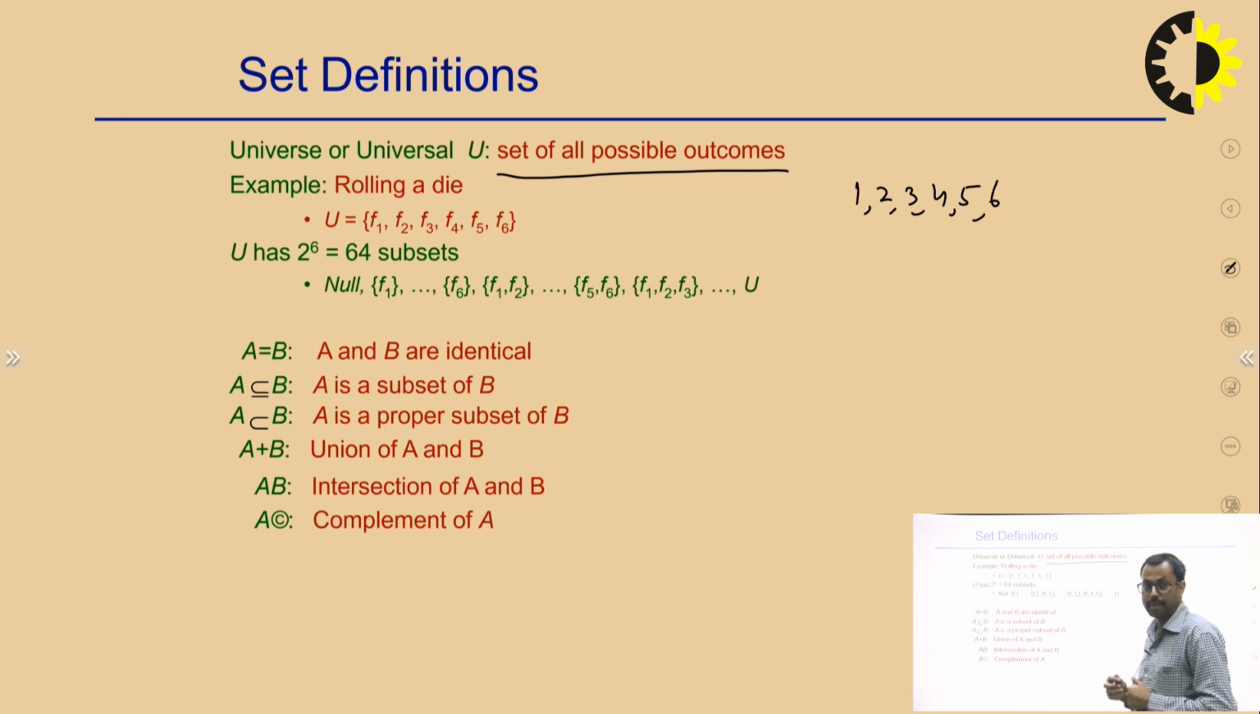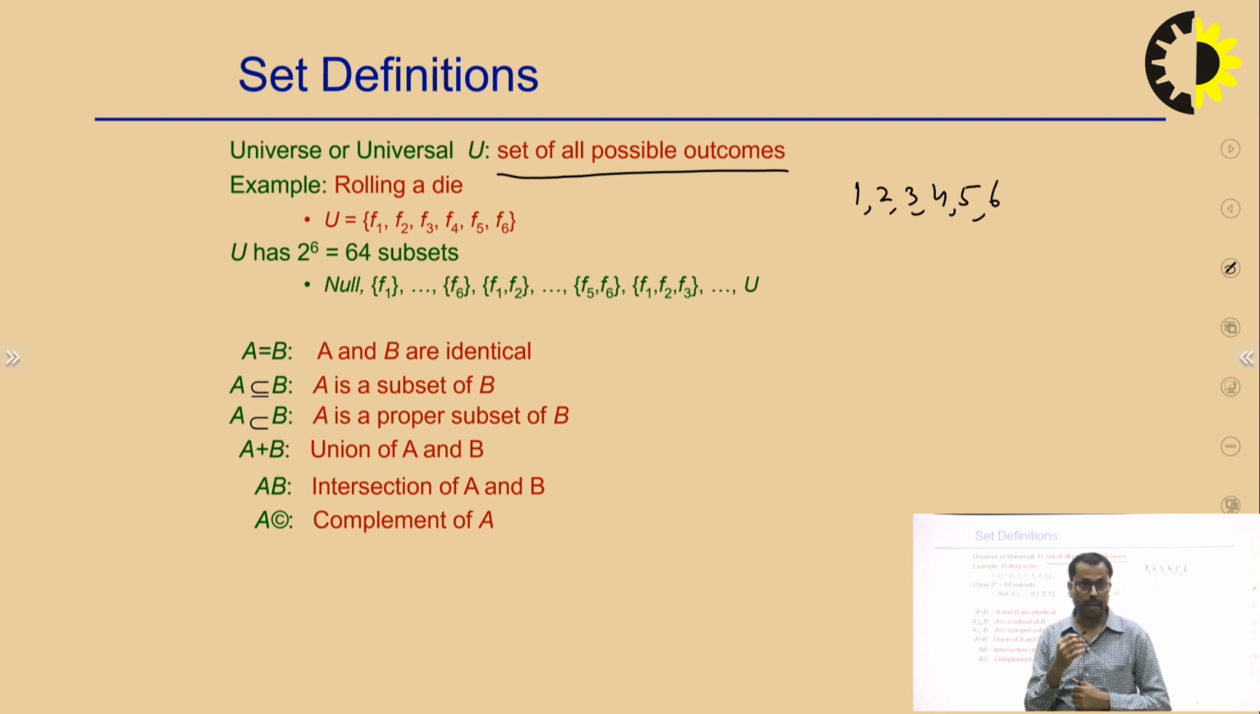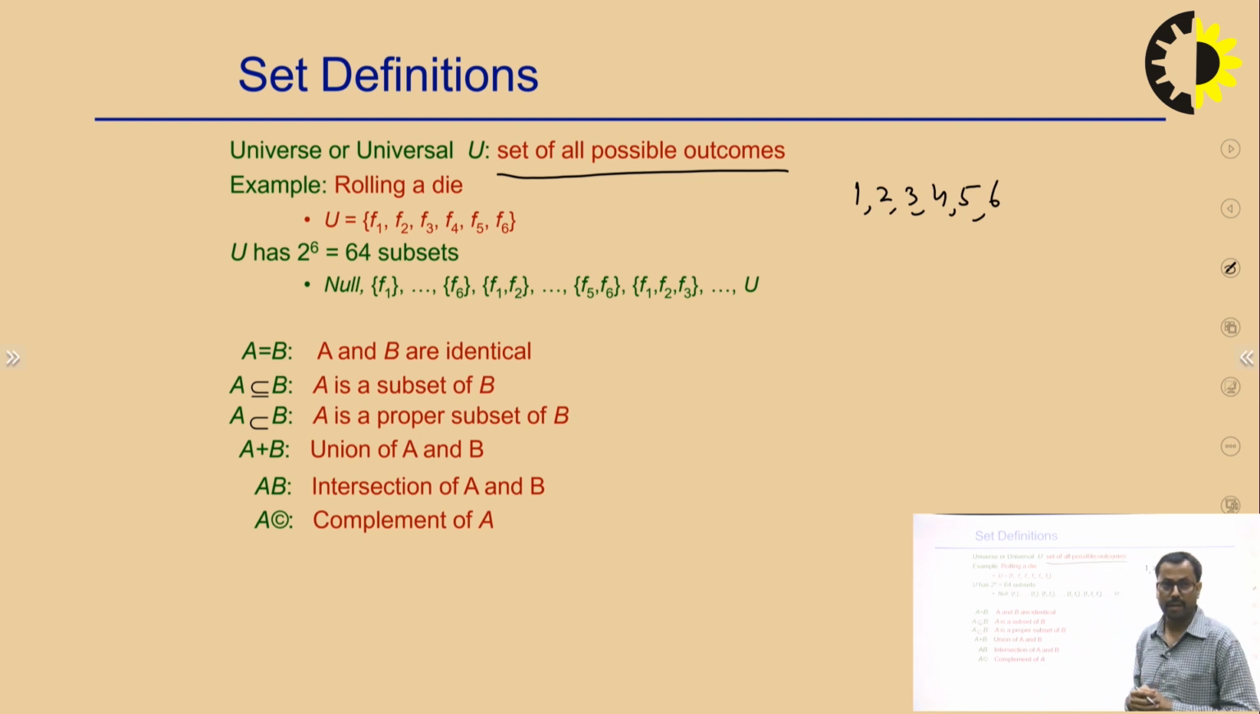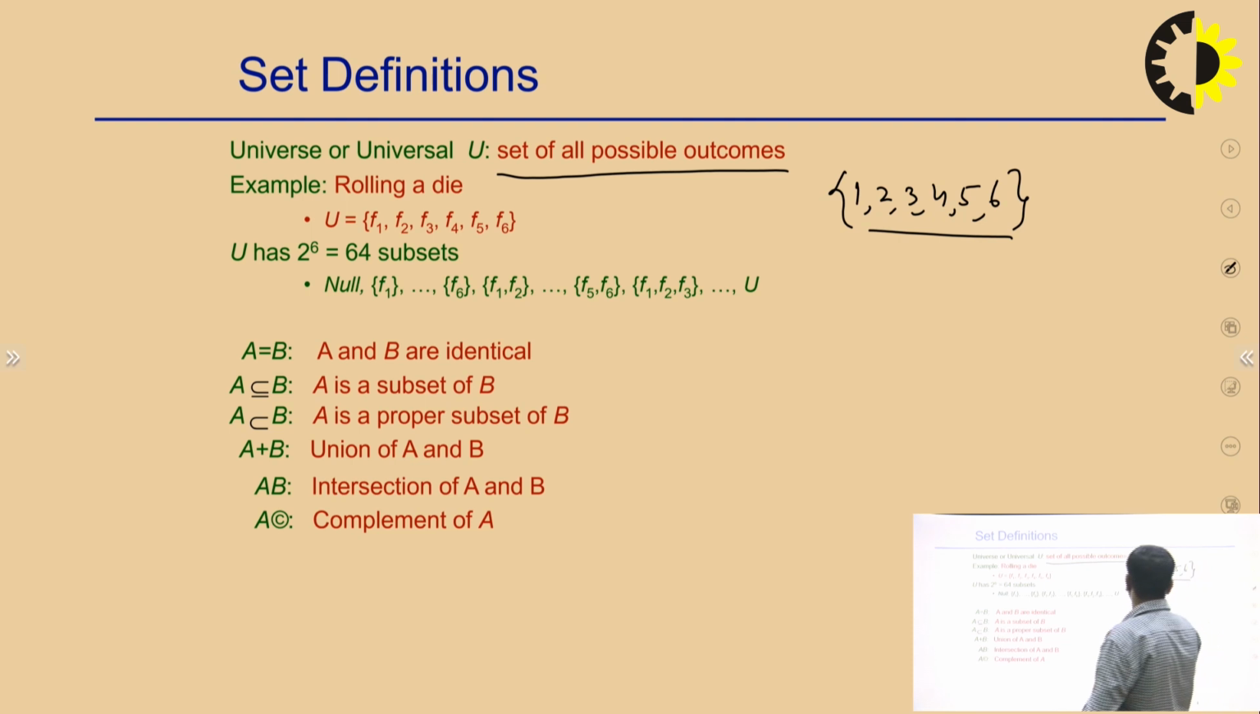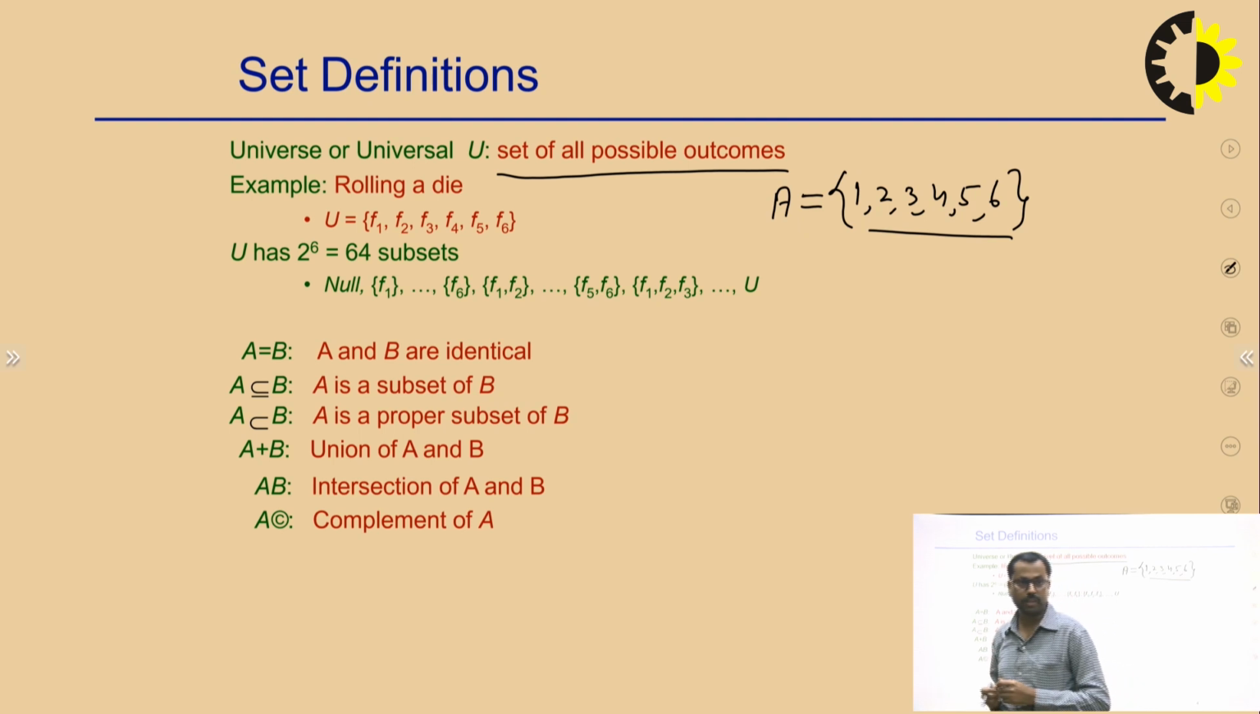At a particular time, the number on the upper side can be any of these numbers. So this is the rolling a die example, and these are the sets. We can consider it as a set. The number of total subsets: we can count the total number of subsets from the set elements.